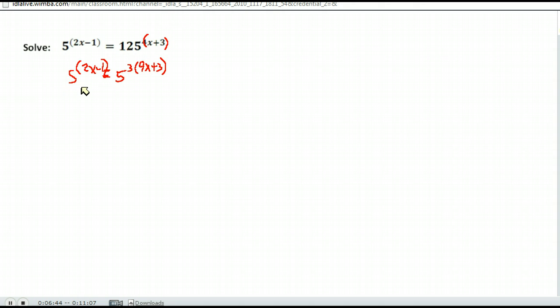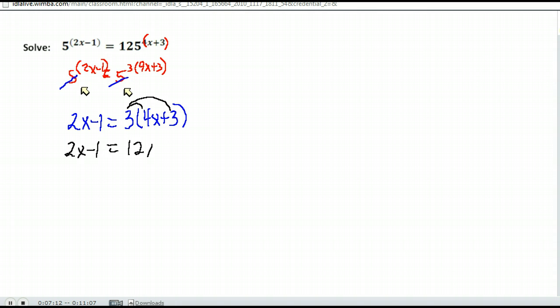So we have 5 to the 2x minus 1 is equal to 5 to the 3rd to the 4x plus 3. We can go ahead and eliminate those 5s because they were the same base, and I get 2x minus 1 equals 3 times 4x plus 3. And I go ahead and solve that equation. So I'm going to distribute the 3, and I will have 2x minus 1 equals 12x plus 9, and solve my equation.